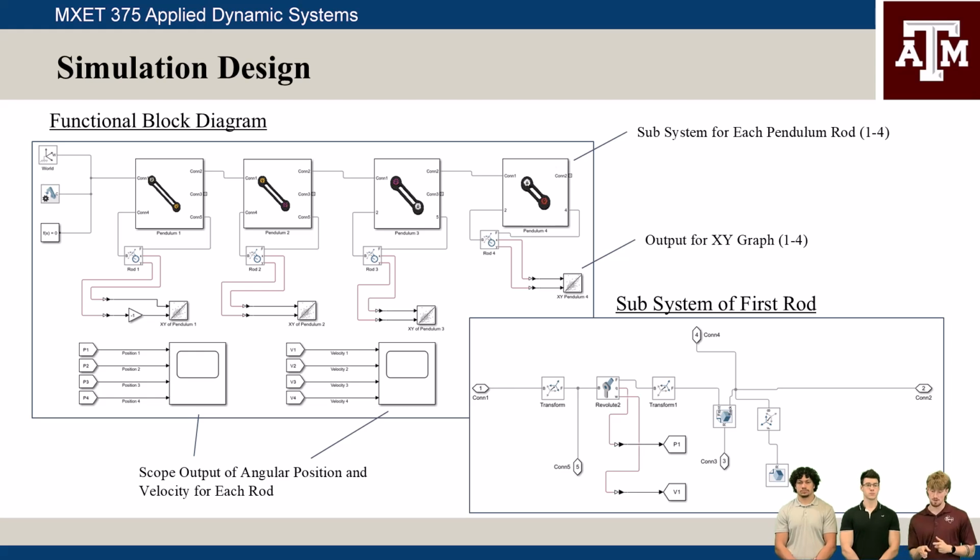So as shown in the functional block diagram, I have those 4 subsystems with the proper icon image of the pendulum rods to indicate each and every stacked pendulum for the quadruple pendulum. Following the output of each of these subsystems is the X and Y graphs for all 4 of them, alongside 2 scope outputs to then output the angular position and angular velocity of the simulated quadruple pendulum, which we will compare within the X and Y graphs, the position, the angular position, and the angular velocity of the physical model.